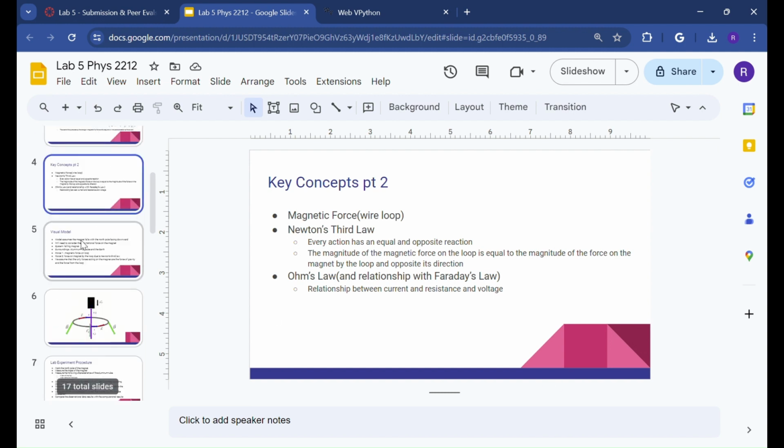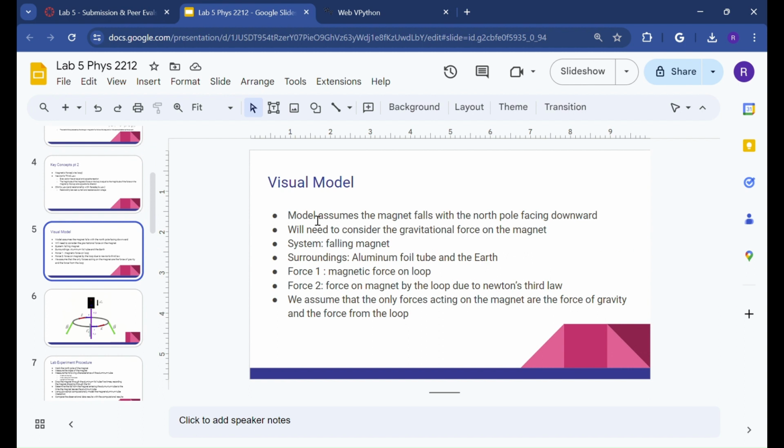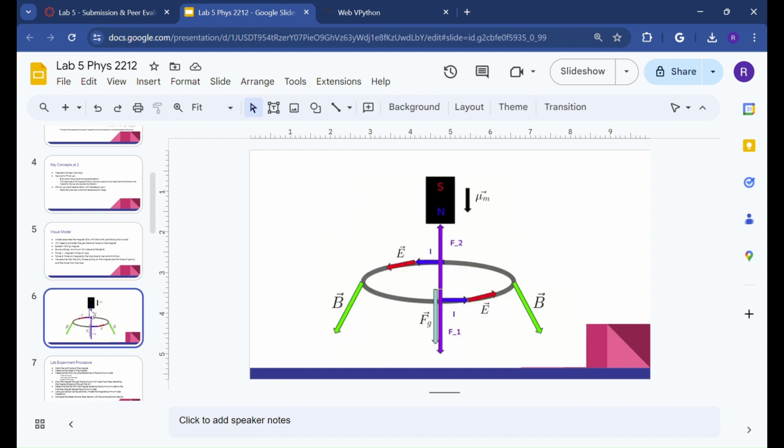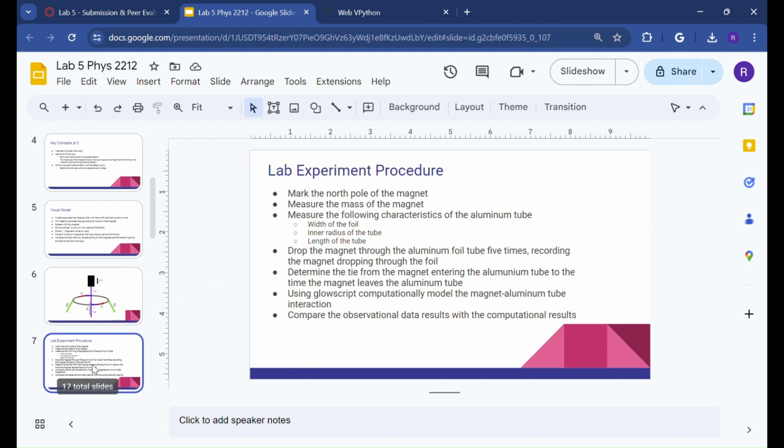Alright, visual model. This model assumes that the magnet falls with the north pole facing downward. We need to consider the gravitational force on the magnet. Our system is the magnet. Surroundings are the aluminum foil and the Earth. Force 1 in the diagram is the magnetic force on the loop. Force 2 is the force on the magnet by the loop, due to Newton's third law. We assume that only two forces act on the magnet: the force of gravity and the force from the loop.